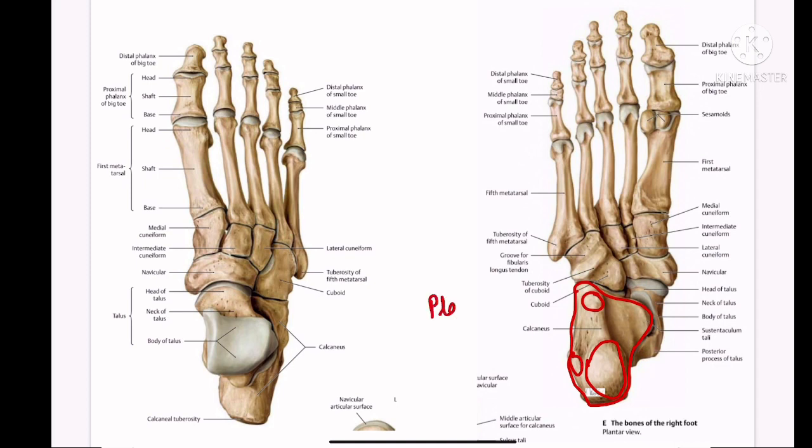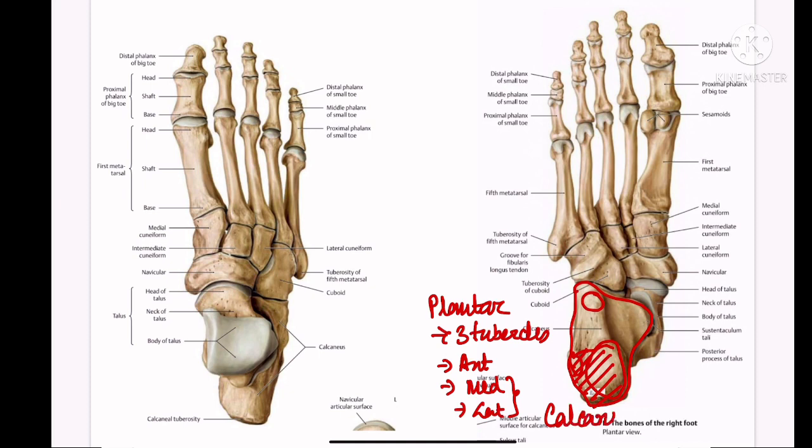So plantar surface, three tubercles: anterior, medial, lateral. The medial and lateral tubercles together are known as the calcaneal tuberosity. So together these two tubercles provide an elevated area which is known as calcaneal tuberosity.